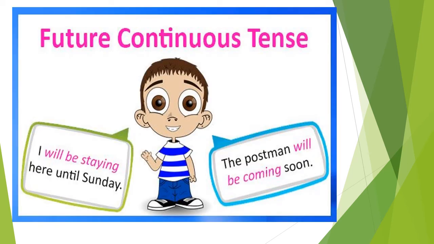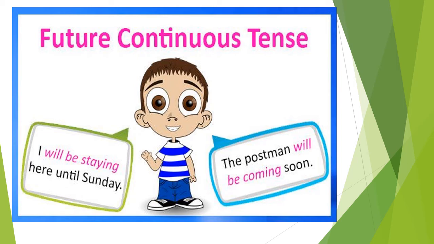Future continuous tense. You can see this boy is thinking about, I will be staying here until Sunday. You can see will be staying, it is in a different color. Will is the helping verb. Then be is added, then stay is the first form of the verb and then ing is added.